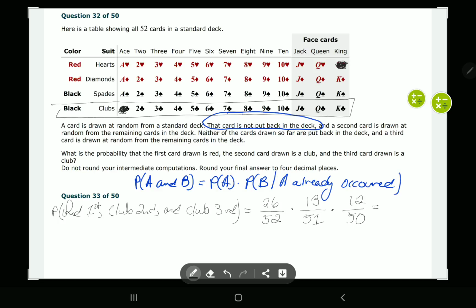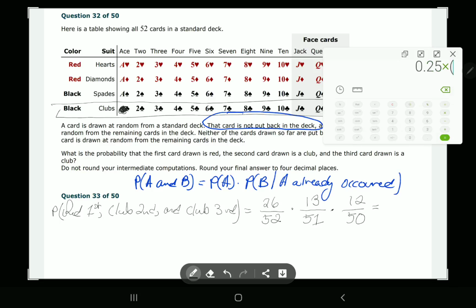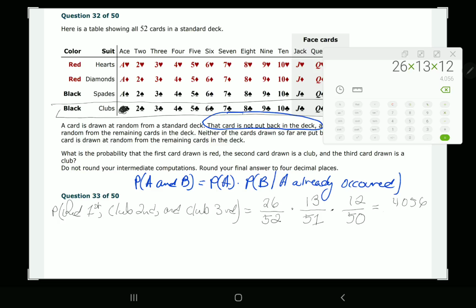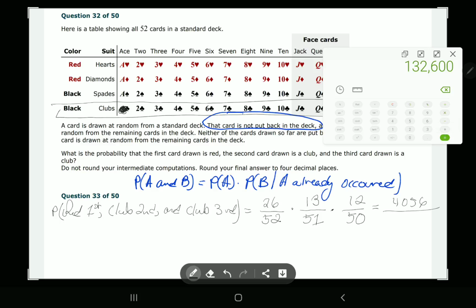We can multiply the numerators and denominators, then we can divide and round to 4 numbers after the decimal. So let's clear that. That's 26 times 13 times 12. When you multiply fractions, you multiply straight across. Numerators with numerators, denominators with denominators. So 26 times 13, which is 338, times 12. So we have 4,056 divided by 52 times 51 times 50. That's going to be 132,600.